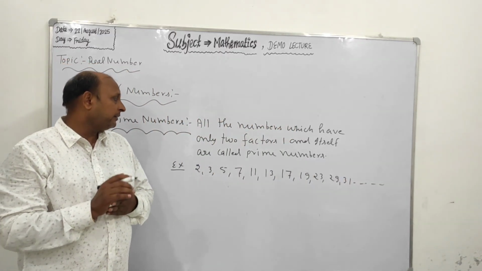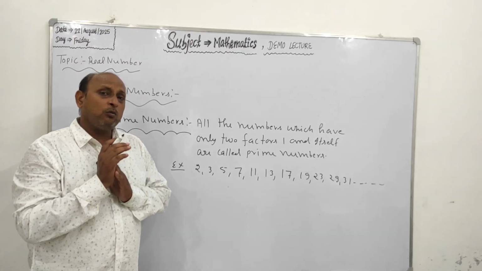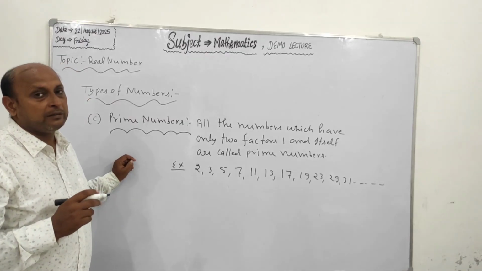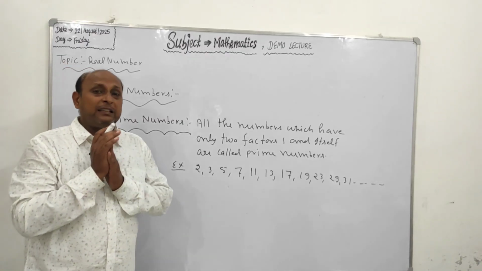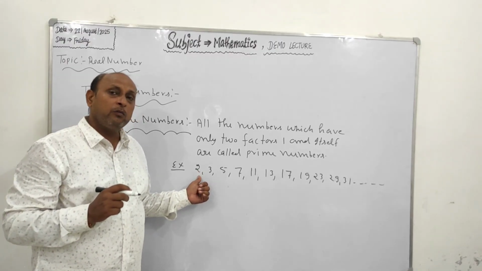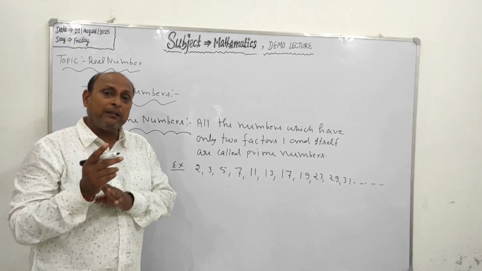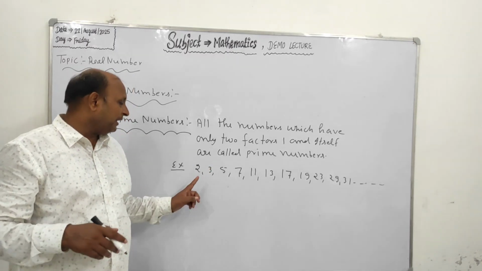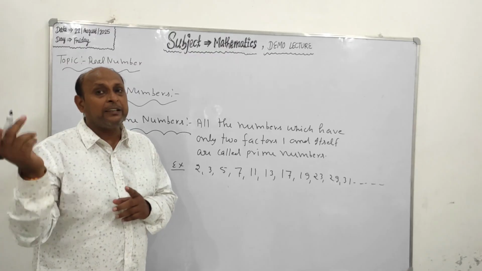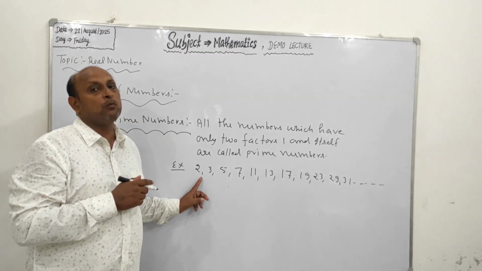Dear students, now I want to share some views about prime numbers. What is the value of the smallest prime number? The answer is 2. What is the value of the smallest even prime number? Answer is 2. What is the value of the greatest even prime number? Answer is 2.